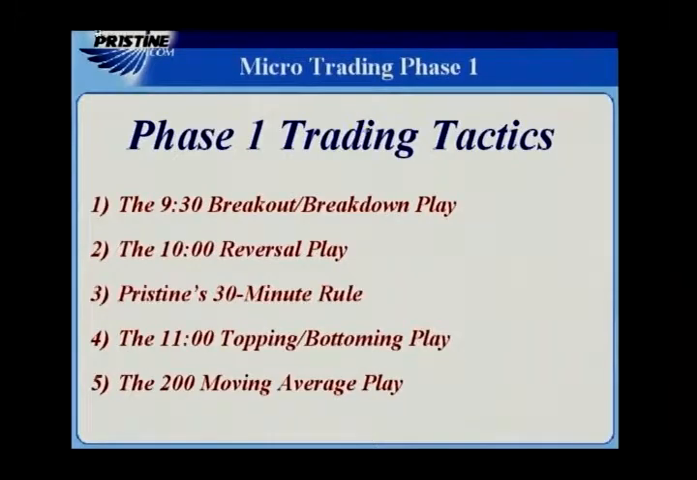The third trading tactic is called Pristine's 30-minute trading rule. And we'll talk about these in greater detail. The fourth tactic is called the 11 o'clock topping or bottoming play, depending on the direction of the stock at that time. And the fifth and final trading tactic is based on the 200 moving average, which is why we call it the 200 moving average trading play. 5 trading tactics or concepts that are specifically designed to take advantage of the things that happen during phase 1.